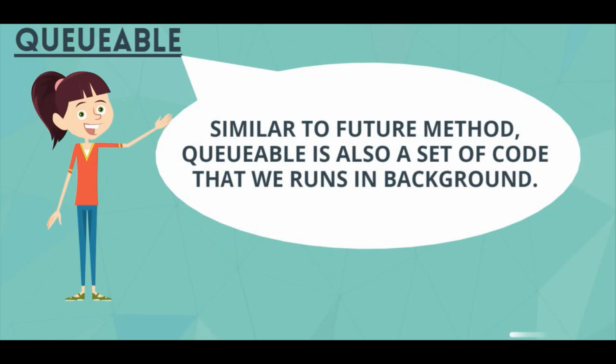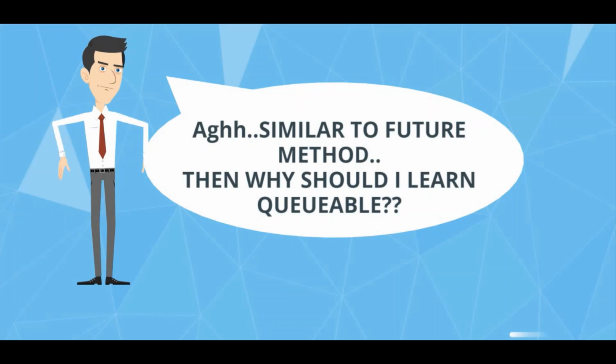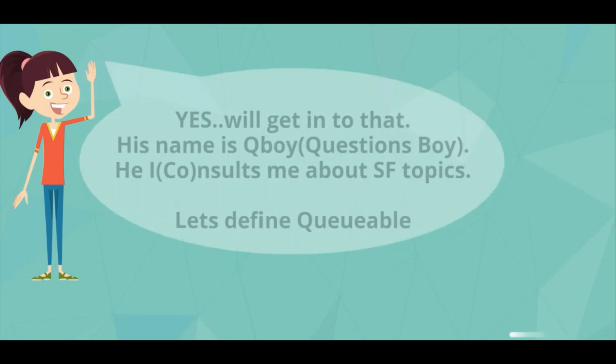Queueable is very much similar to the future method. Queueable is also a set of code that runs in the background, which is asynchronous, similar to the future method. Then why should I learn Queueable? Yeah, that's a good question. Yes, I will get into that.